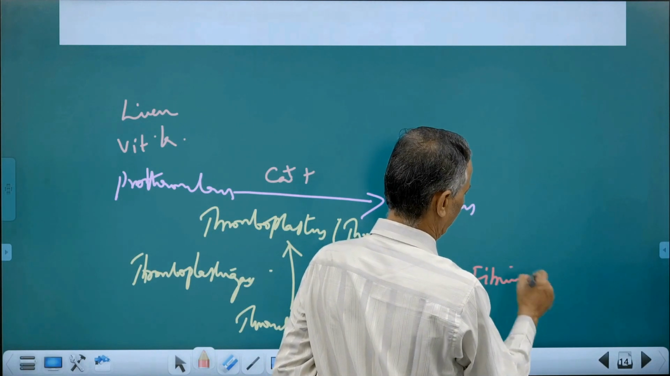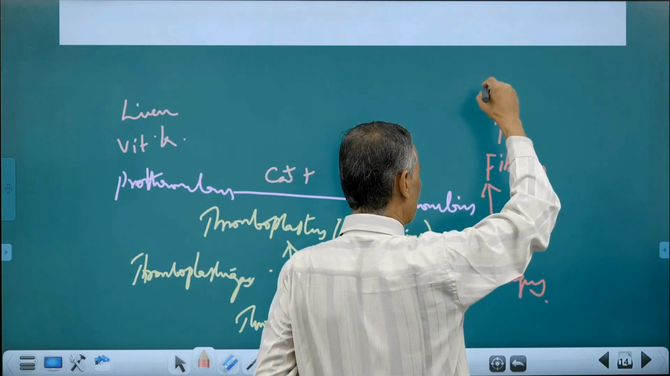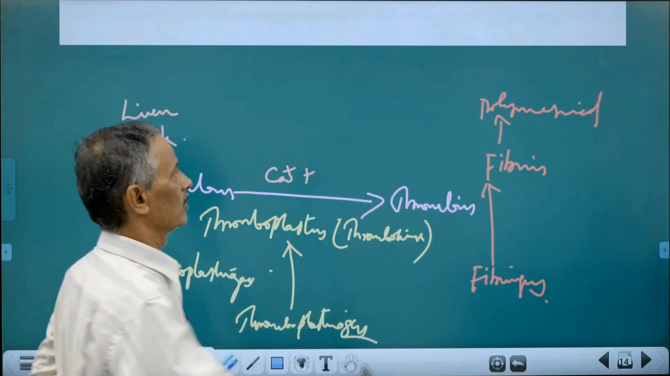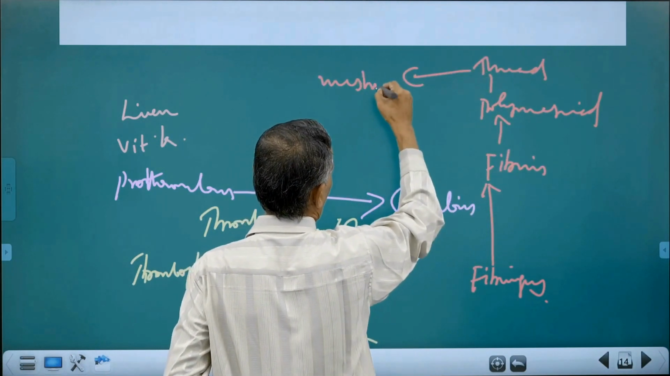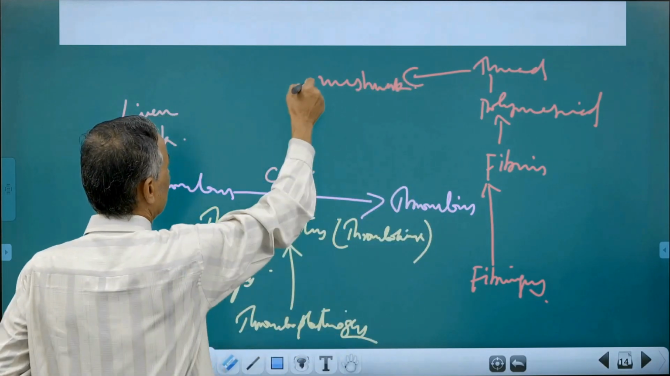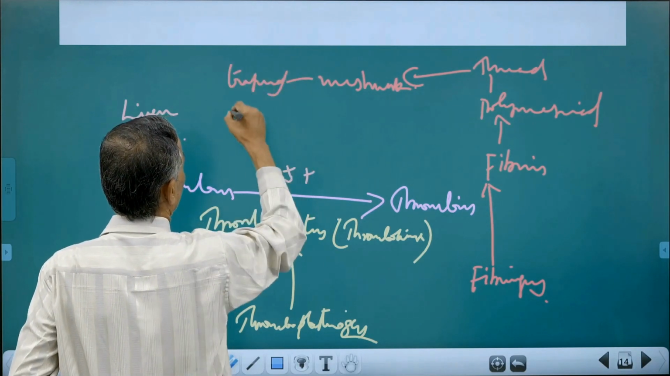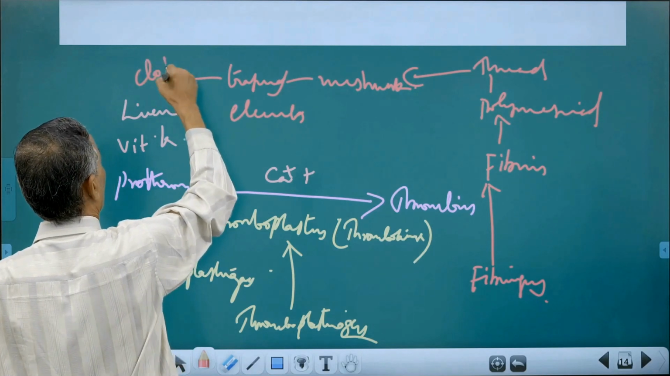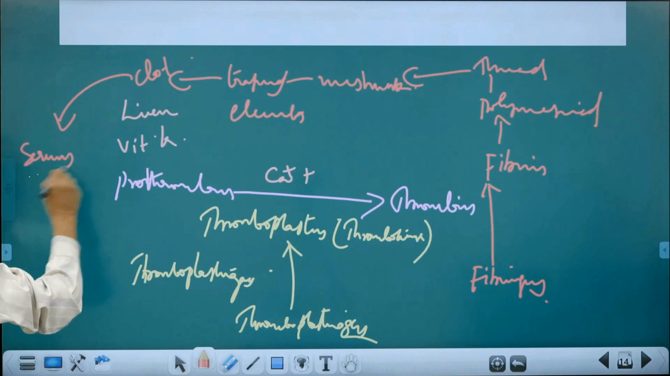fibrinogen, which is inactive, to active fibrin. This fibrin is in turn polymerized to form fibrin threads. These fibrin threads form a meshwork, a network at the site of the wound in which formed elements are trapped. Trapped elements plus meshwork will form what is called a clot. After the clot, what is remaining in the plasma may be oozing for some time. That's called serum.